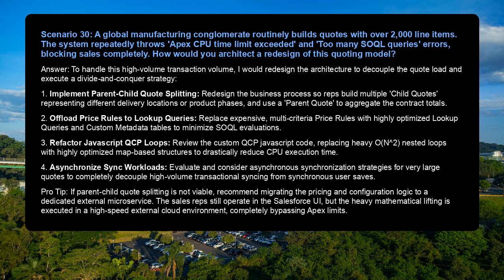Redesign the business process so reps build multiple child quotes representing different delivery locations or product phases, and use a parent quote to aggregate the contract totals. 2. Offload price rules to lookup queries. Replace expensive, multi-criteria price rules with highly optimized lookup queries and custom metadata tables to minimize SOQL evaluations. 3. Refactor JavaScript QCP loops. Review the custom QCP JavaScript code, replacing heavy O(n²) nested loops with highly optimized map-based structures to drastically reduce CPU execution time.